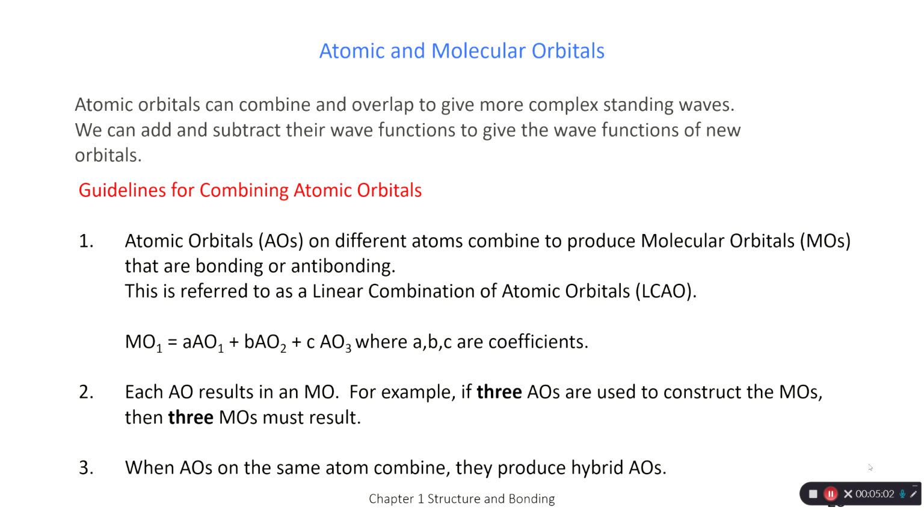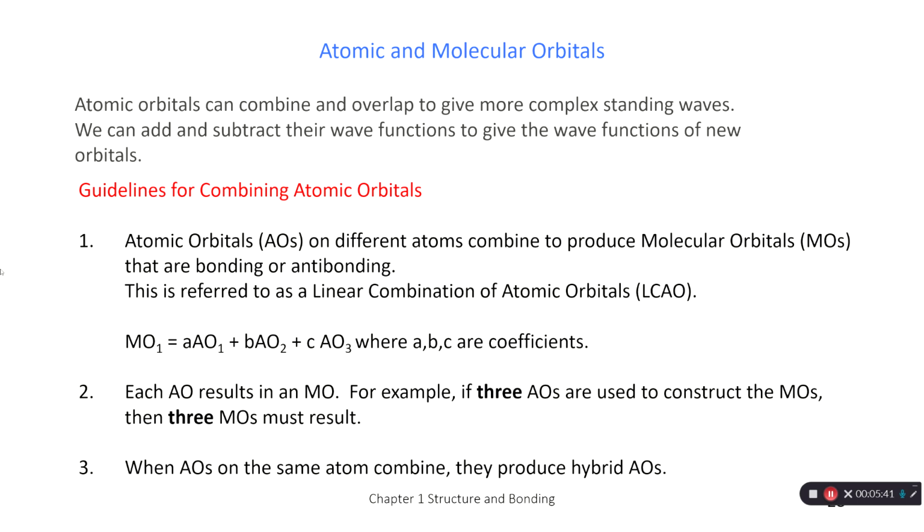So we're going to talk about the guidelines for combining atomic orbitals. Atomic orbitals on different atoms combine to produce molecular orbitals. And the key phrase here is they're on different atoms. So if you had a 1s orbital on one atom and a 1s on another atom, those could combine to form a molecular orbital. The other thing that's important here is that they're going to form what are called bonding and anti-bonding molecular orbitals. And this whole process of combining these to get the bonding and anti-bonding molecular orbitals is called a linear combination of atomic orbitals, or LCAO.